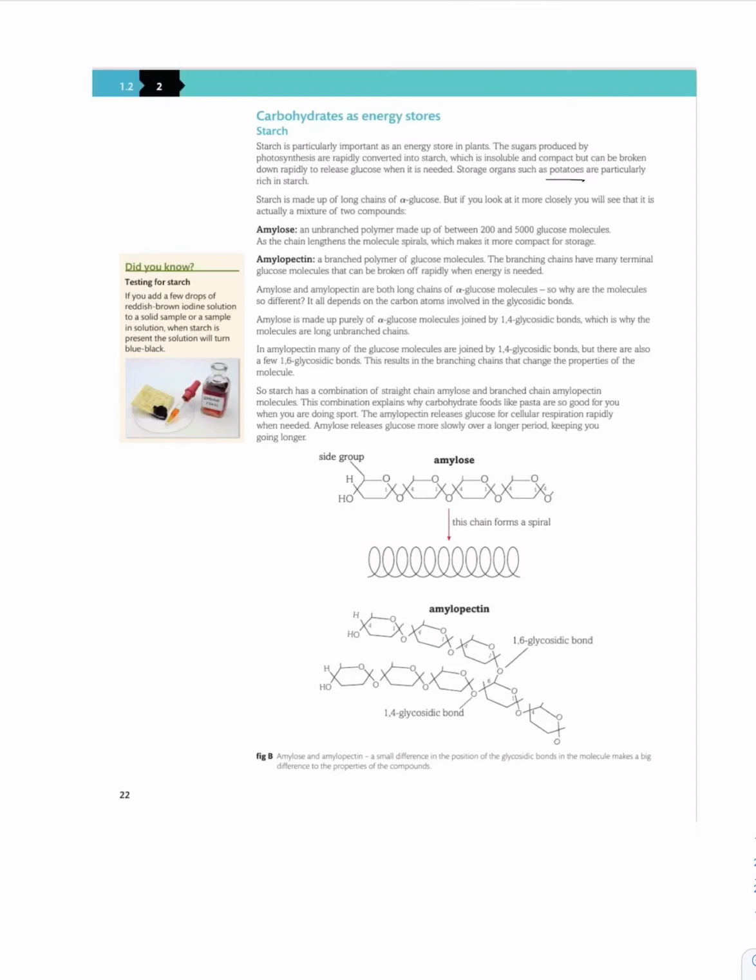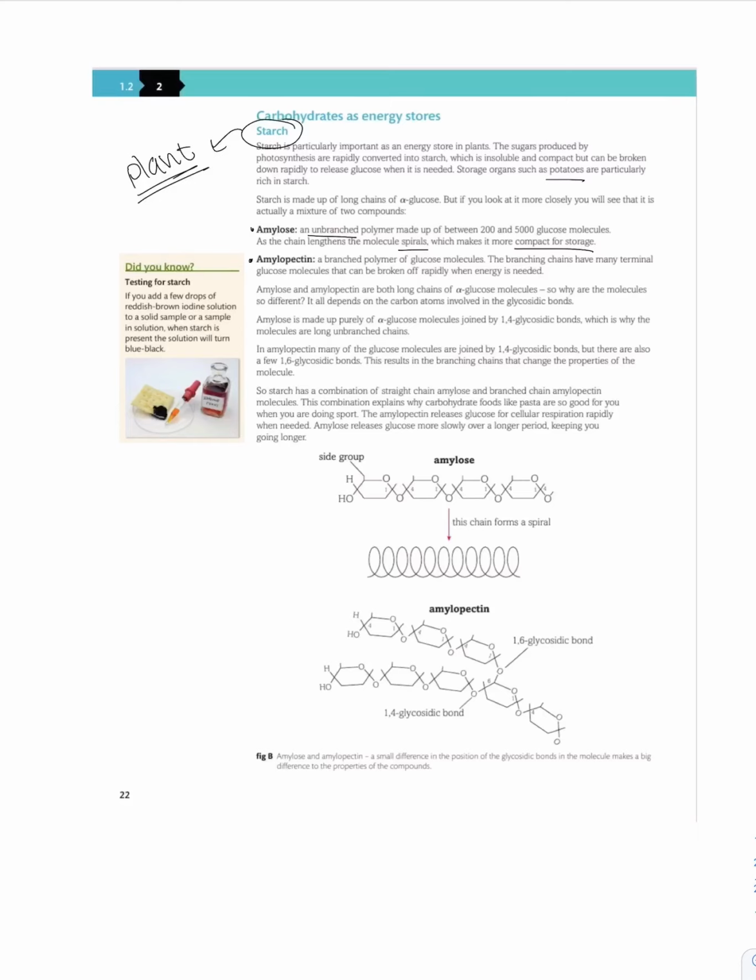Starch is made up of long chains of alpha glucose, but if you look at it more closely, you will see that it is actually a mixture of 2 compounds. Okay, but just firstly, starch is the storage in plants only. So the storage in humans is something else that we will cover after. Amylose, so it's made of 2 compounds. Amylose is an unbranched polymer made up of between 200 and 5,000 glucose molecules. As the chain lengthens, the molecule spirals, which makes it more compact for storage. So amylose, it's unbranched and it's got spirals, and that makes it compact for storage.